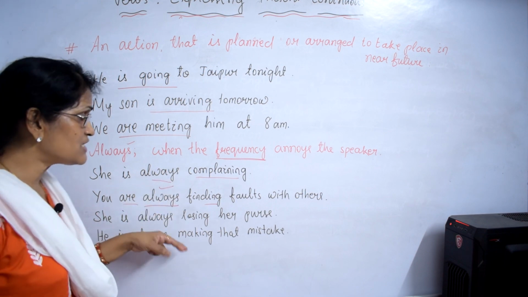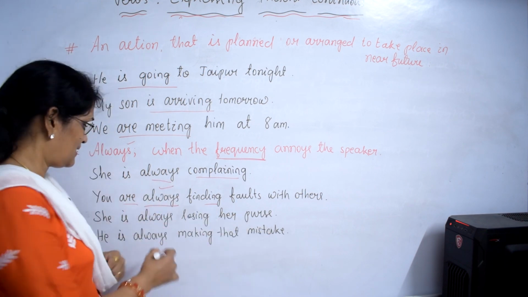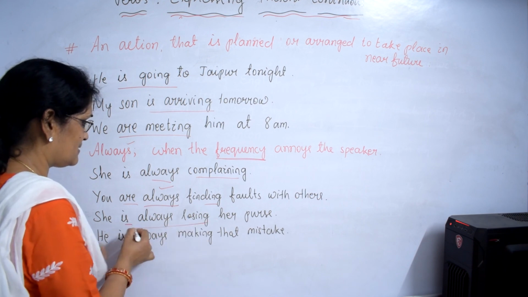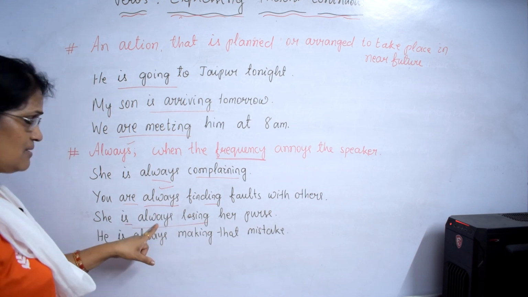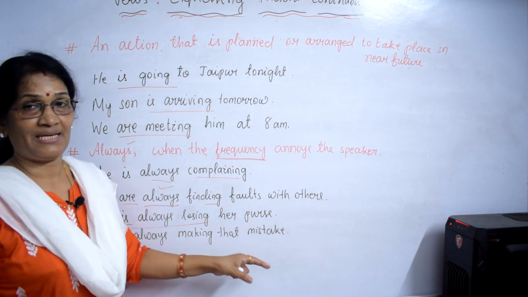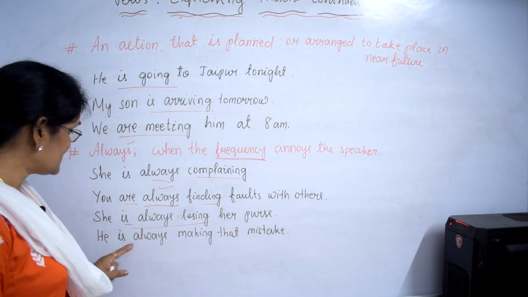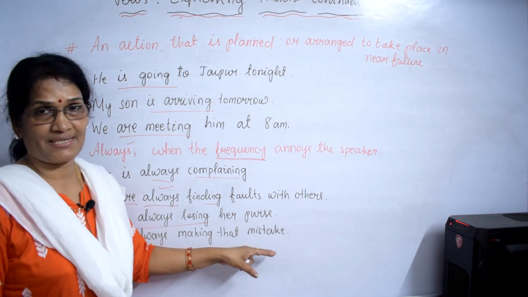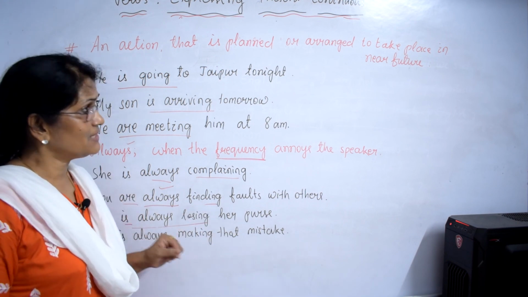She is always losing her purse. In between is losing, always is written. He is always making that mistake. A repeated mistake. Then he is always making that mistake. There you use present continuous.